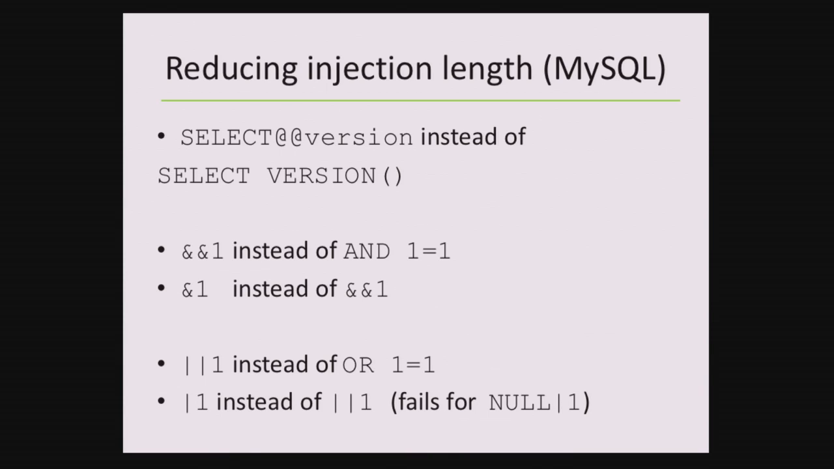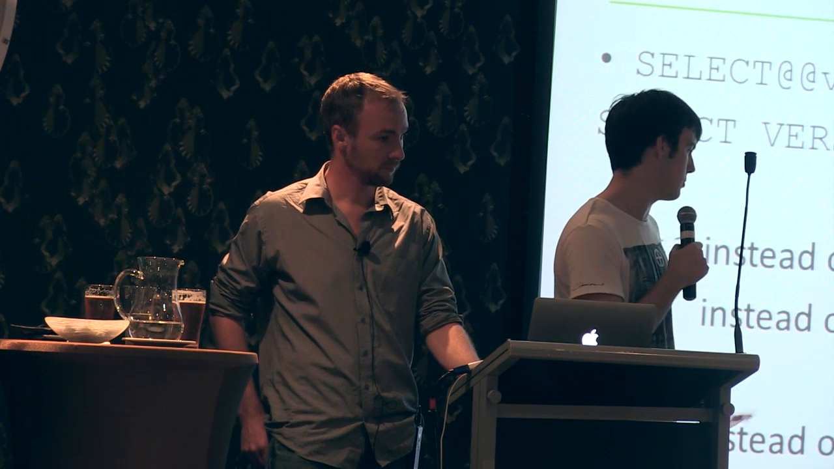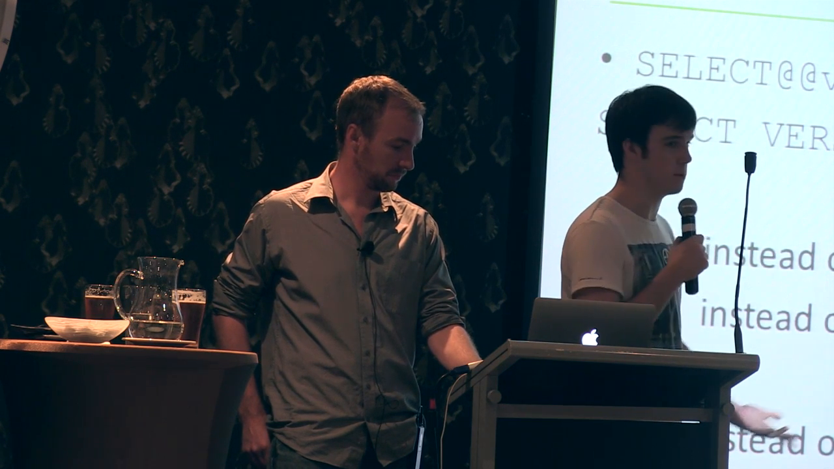Same thing: instead of doing and space 1=1, you just do &&1 or ||1. It works as well. Down the bottom, doing or 1, the bitwise operator, I guess. You can do it for everything, it works the same except for null. That won't return true, it will return null, which will be false. So it's a bit of a gotcha, but it works most of the time.